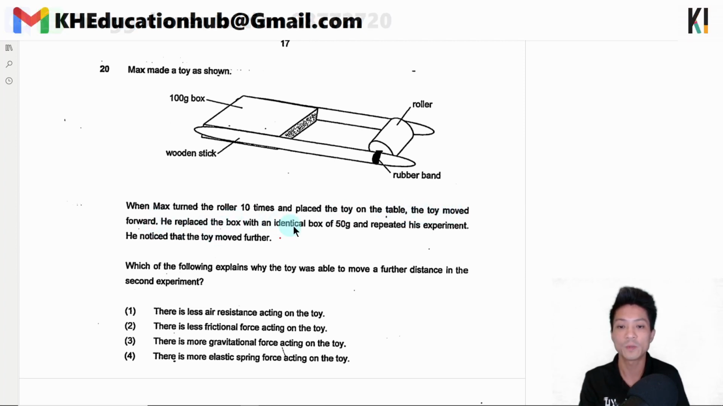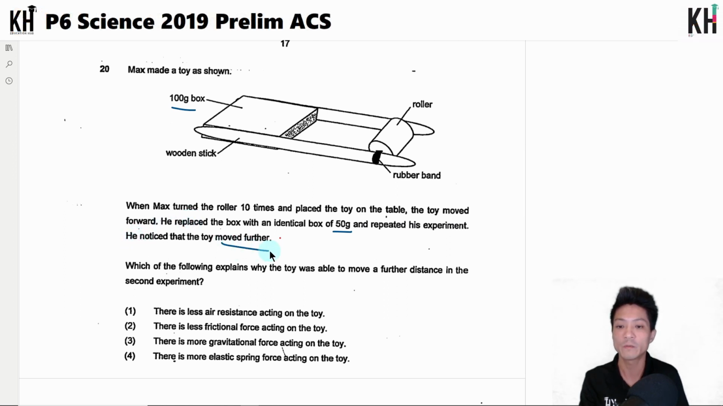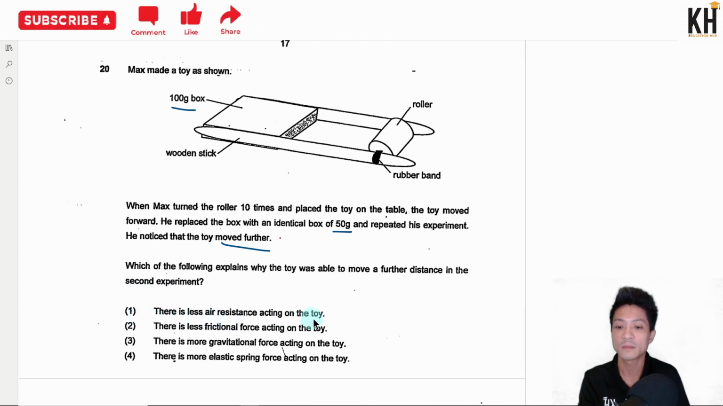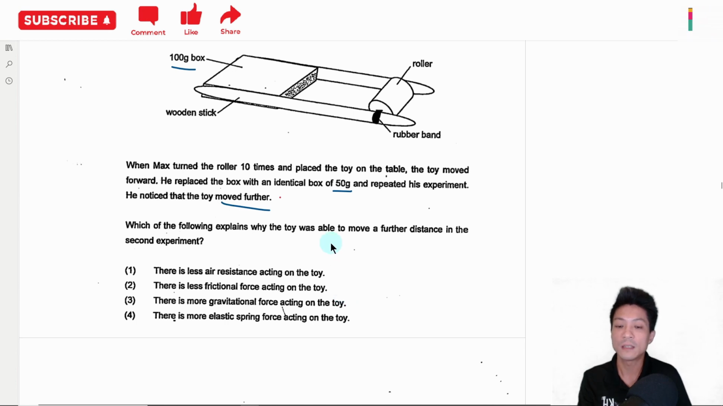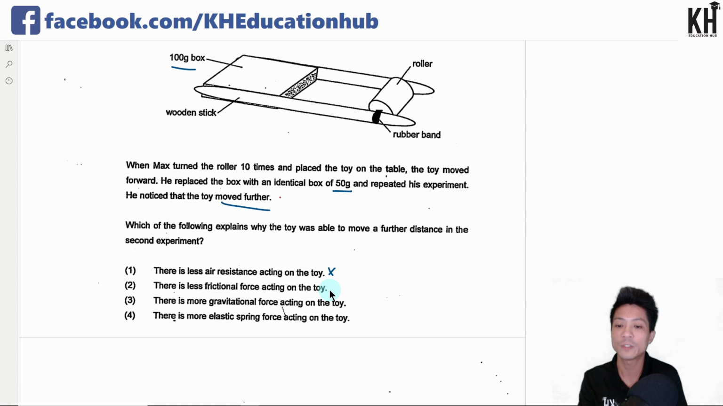He replaced the box with an identical box of 50 grams, that means something that is lighter, and repeated his experiment. He noticed that the toy moved further. Okay, which of the following explains why the toy was able to move a further distance in the second experiment? There is less air resistance acting on the toy. Probably not. Okay, there is less frictional force acting on the toy. Yes, because it is lighter.